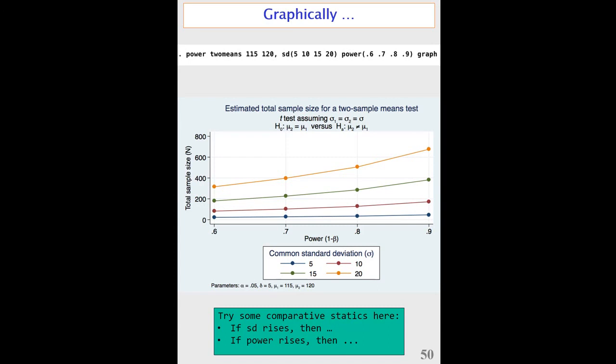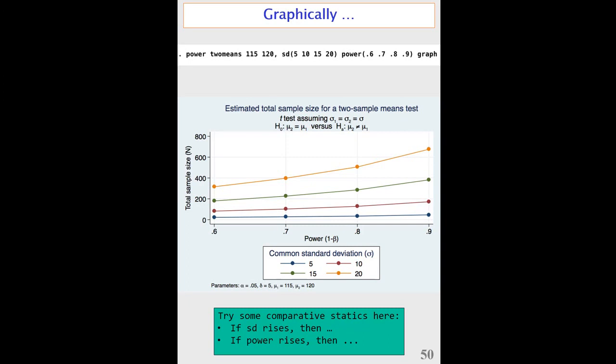If the standard deviation rises, well then what? Let's see, standard deviation goes up from here to there. Right, so the orangey line is the largest standard deviation, and the bluish line is the smallest standard deviation. So we see that the bigger that standard deviation is, the larger the sample that we need, which makes sense.